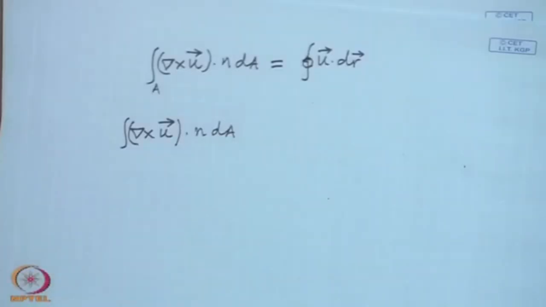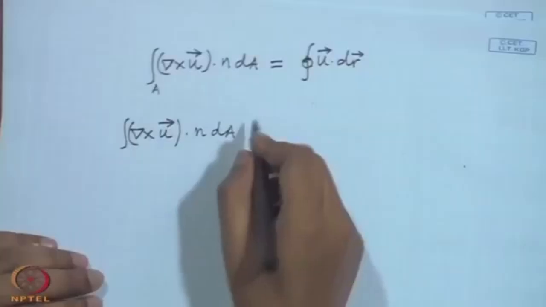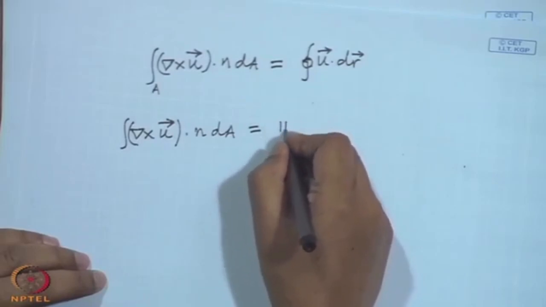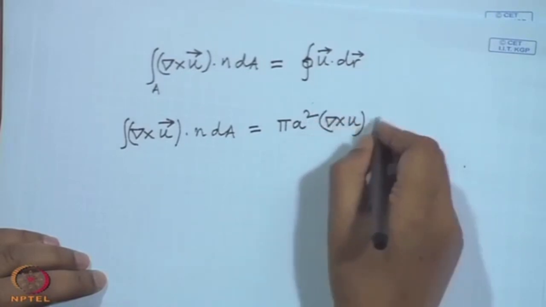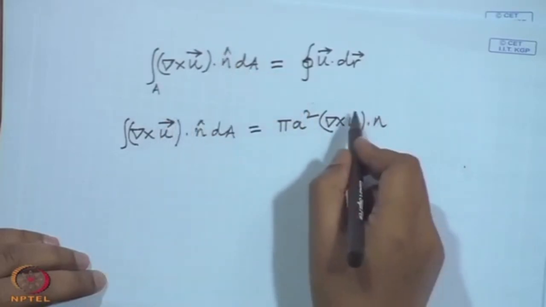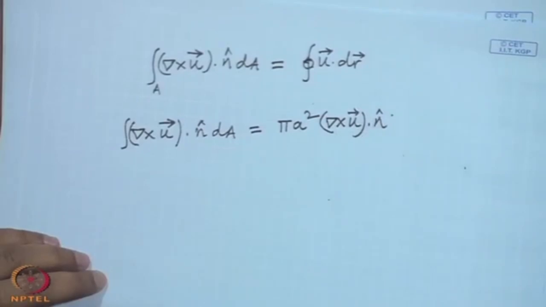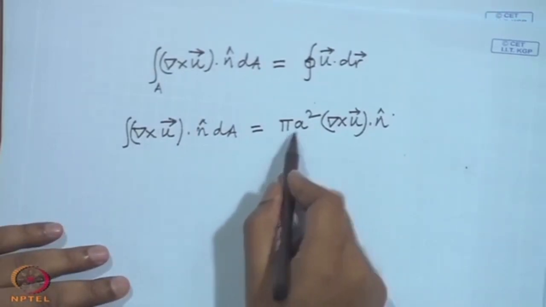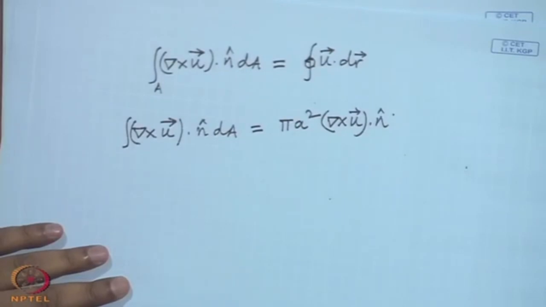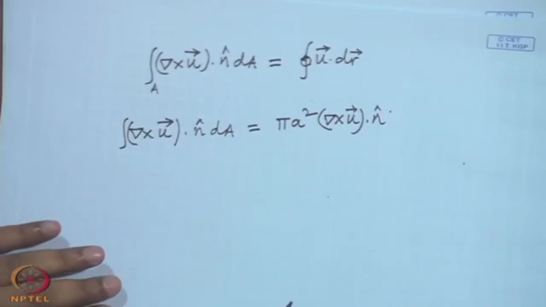Curl of u is nearly uniform over that small area of the circle of radius a. Then how much is this integration? This curl of u dot n into the area. So, we can write that for a circle of radius a, this becomes pi square into, we will write this pi square just as half into 2 pi square, just simply a mathematical manipulation, half into 2 pi square.